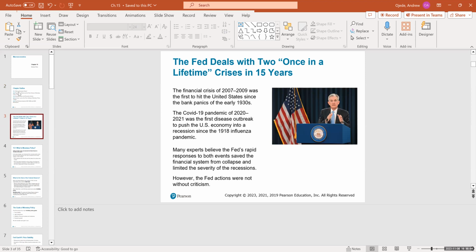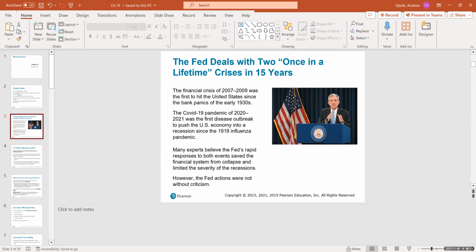So I want to start with this. The guy you're seeing in the picture is the current chair of the Federal Reserve, Jerome Powell. The financial crisis of 2007-2009 was the first to hit the United States since the bank panics of the early 1930s, during the Great Depression era. And the COVID-19 pandemic of 2020 to 2021 was the first disease outbreak to push the U.S. economy into a recession since the 1918 Spanish flu, or influenza pandemic, that happened back then.